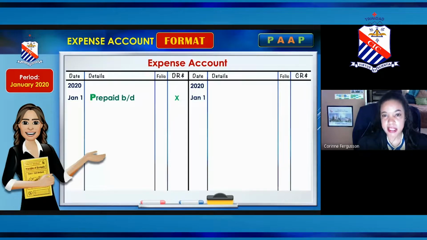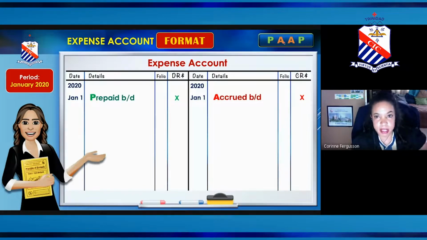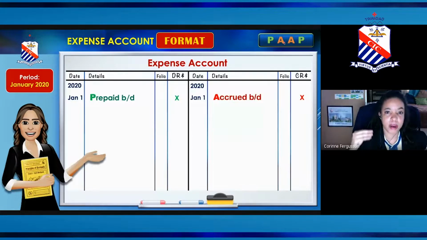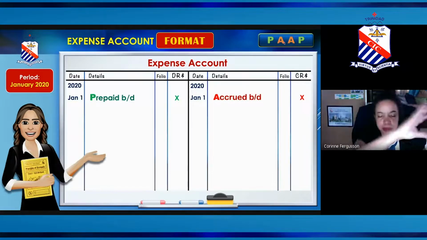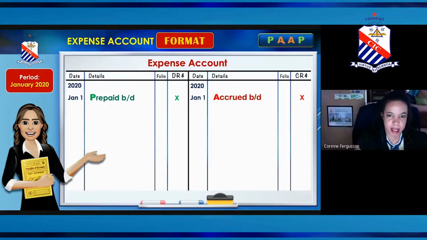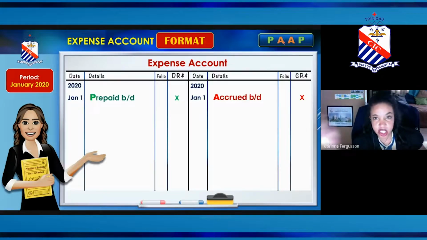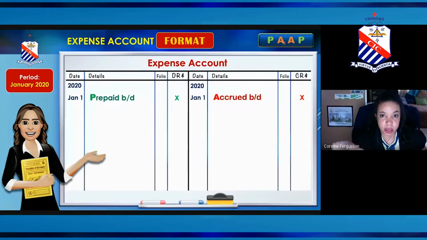On the next side, January 1st, because once again, the A is your beginning figure. So you're going to put accrued brought down and whatever the amount of the accrual is at the beginning. Now, not every time you're going to have all of these, right? But you're learning the format, and if they don't have something, you can put a dash. If you want to just put PAAP with cash and bank and income statement, you can do that and just put a dash or a zero if they don't have it, okay?